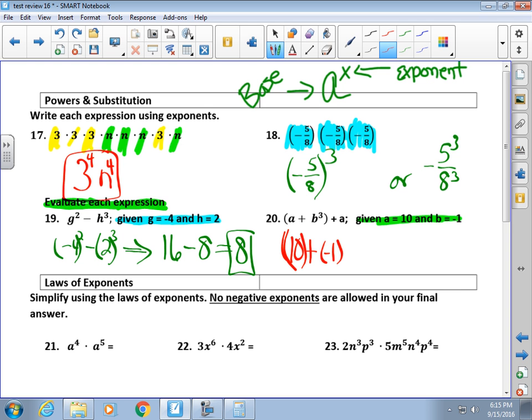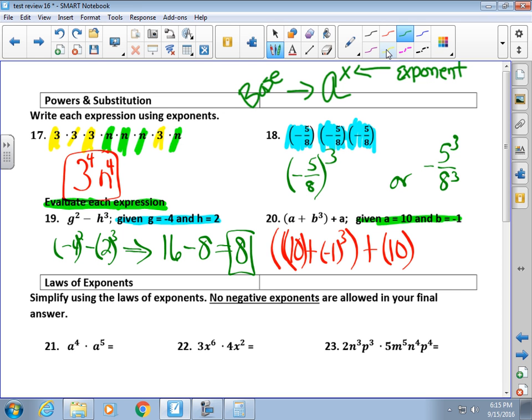I'm sorry, I didn't put that in parentheses. Okay, so I put the 10 in parentheses, plus b. B is negative 1, so I'll put that negative 1 in parentheses, cubed. Every time you add a number to it, just put it in parentheses so that the whole quantity stays there. And then close parentheses, plus a. Whew, lots of parentheses, all right?